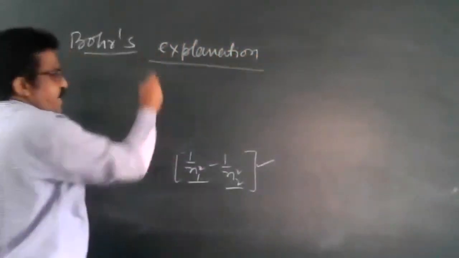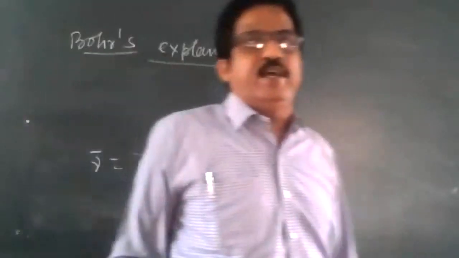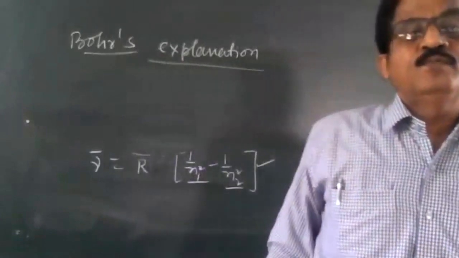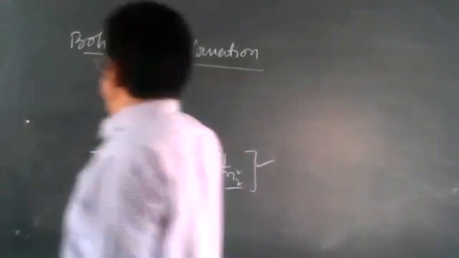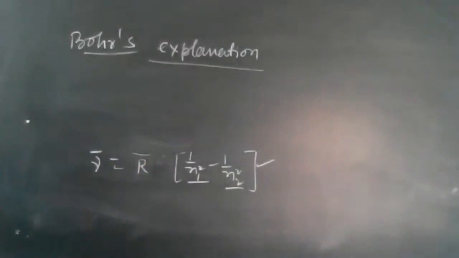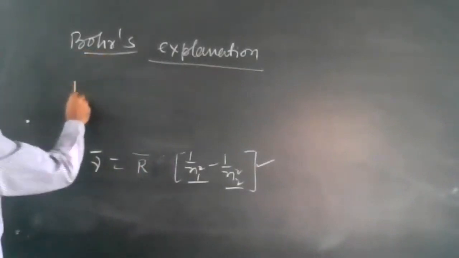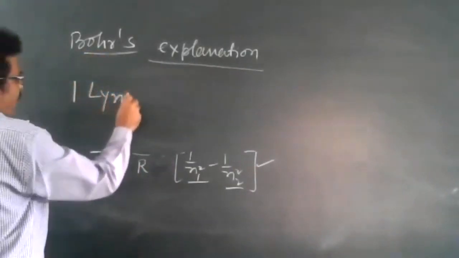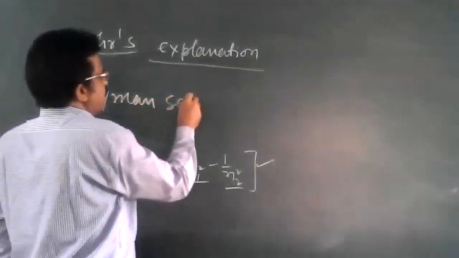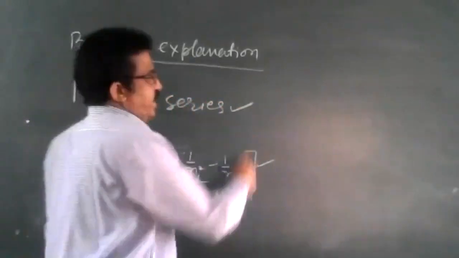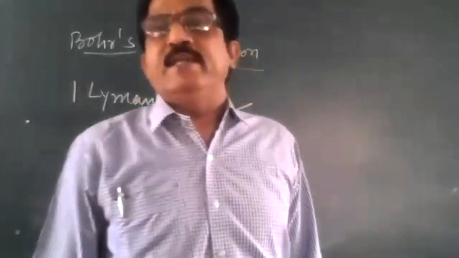Here you can see Bohr's explanation for the spectral series of the hydrogen atom. He gave a theoretical explanation for these spectral series. First, we are going to see the Lyman series here.